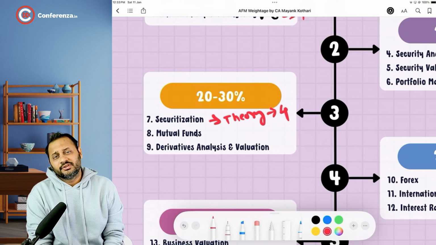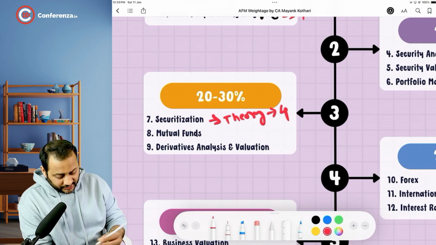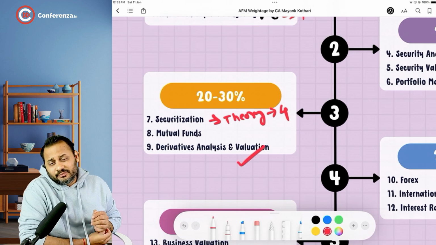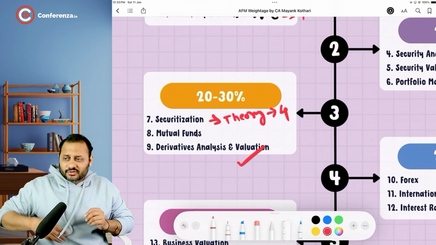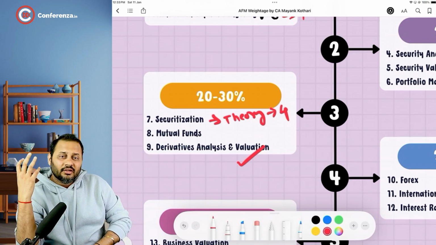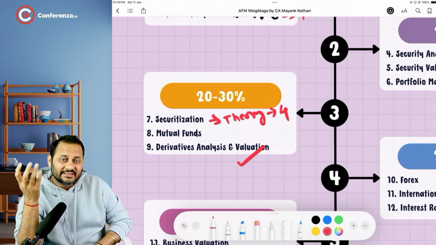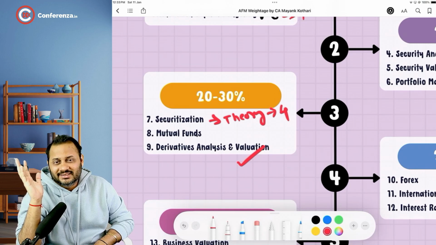Derivatives analysis and valuation is the most difficult chapter in this entire section, and this is going to fetch good marks. Although the concepts are less, the technical part is there in derivatives analysis and valuation. So you have to prepare your mind in order to visualize all the concepts. Only then will you be able to score good marks in this chapter.